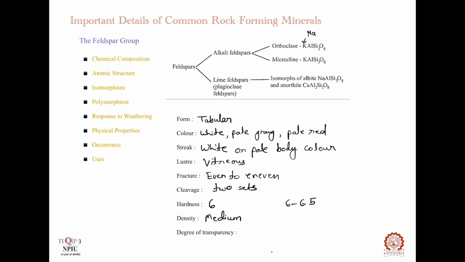The specific gravity of potash feldspar is 2.57, and for plagioclases it ranges between 2.606 to 2.765. 2.606 is the specific gravity of albite, and 2.765 is the specific gravity of anorthite.